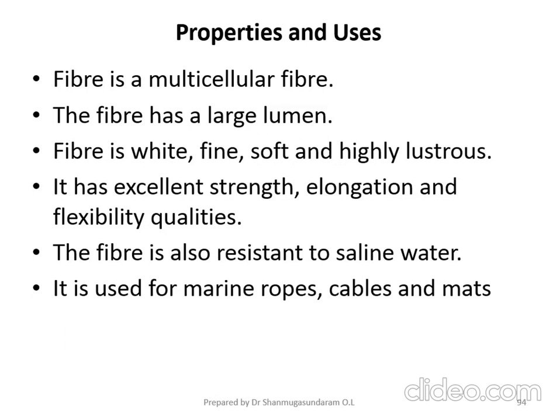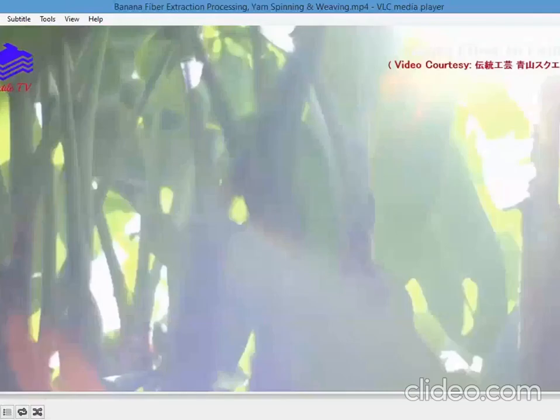So it is used for making marine ropes, cables and mats. So these are all the properties and end uses of the banana fiber. Now let us see a video about how the extraction process is carried out.